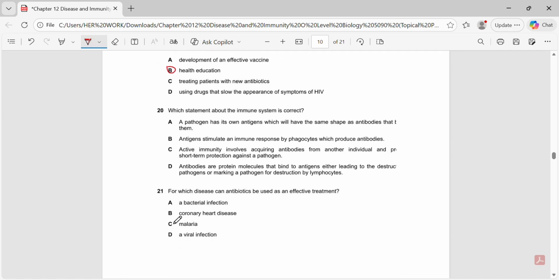Next, the question is, which statement about the immune system is correct? The correct answer is D. As antibodies are specific protein molecules produced by lymphocytes. They bind to antigens, either destroying pathogens directly or marking them for other immune cells to eliminate. This is central to how the immune system targets and removes invaders.